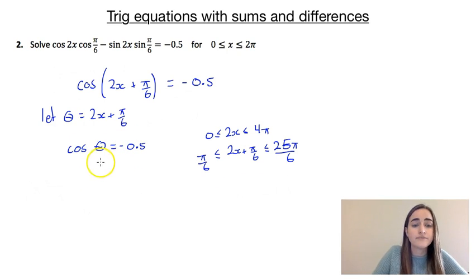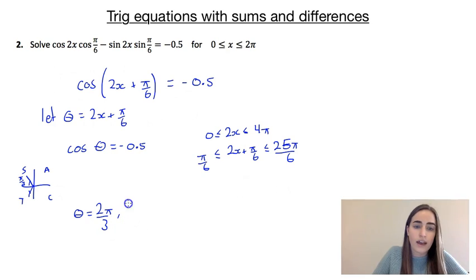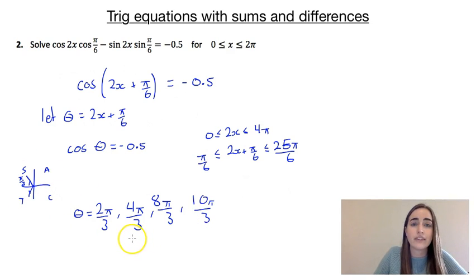Now to solve that, from our all stations to central diagram, we know that cos is negative, so that's in our second and our third quadrants, and we know that our related angle is pi on 3. So that means for our answers for theta, we're going to end up with 2 pi on 3 and 4 pi on 3. So that's going around 1 revolution, but we're going to have to go around 2 revolutions. So then we're also going to get 8 pi on 3 and 10 pi on 3. So that's our second revolution round there.